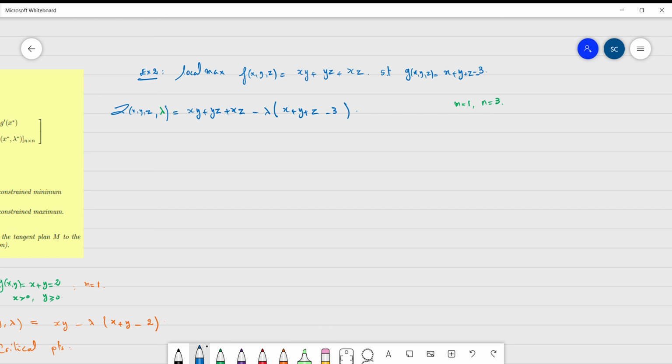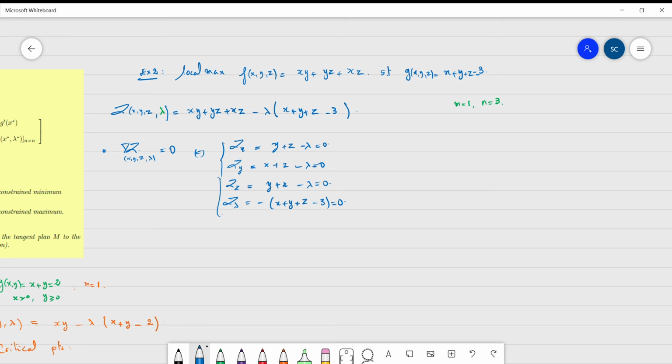So let's write quickly the system: gradient of L in the variables x, y, z, and lambda equals 0. It's equivalent to Lx, which is y plus z minus lambda equals 0. Ly, we can write x plus z minus lambda equals 0, and Lz is y plus x minus lambda equals 0, and finally L lambda will be minus of x plus y plus z minus 3 equals 0. Okay, so we have our system.